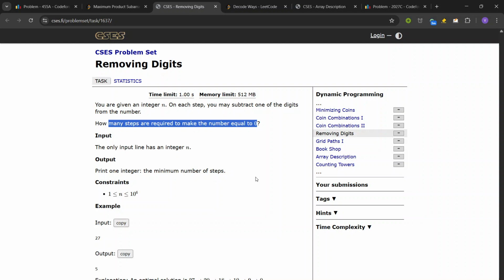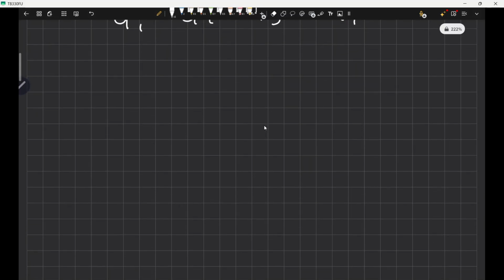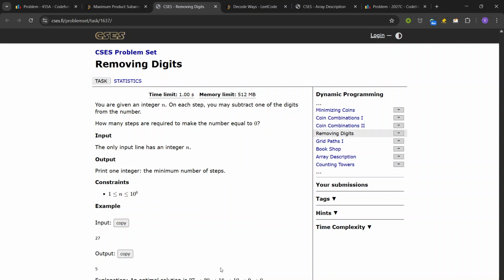Again, pause the video and think for some time. Think whether greedy applies or not, or whether brute force applies or not, in all of the ways. Let's take n as 26. All right, I hope that you have paused the video and thought for some time. Now let me show the solution. The name of the question is removing digits.